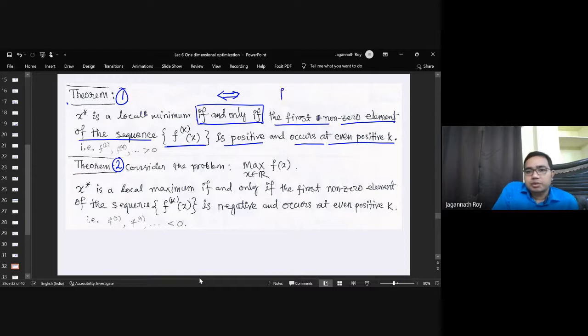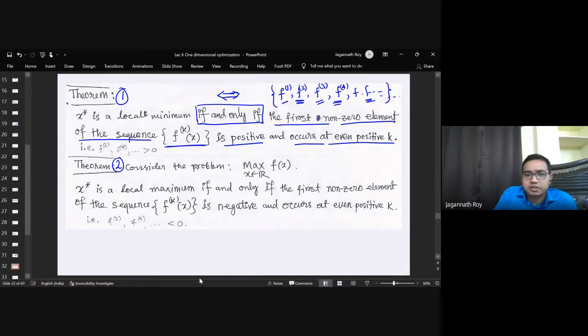If you think about f of k, this is the first derivative, this is the second derivative, this is the third derivative, this is the fourth derivative, and so on. The first non-zero element will be positive, and that will occur at even numbers: f2, f4, f6, f8 and so on. The odd numbers will not help to get the optimality. Only the even numbers will help.